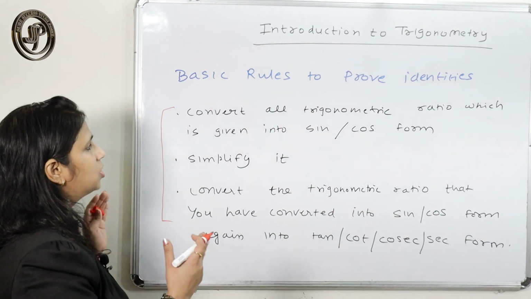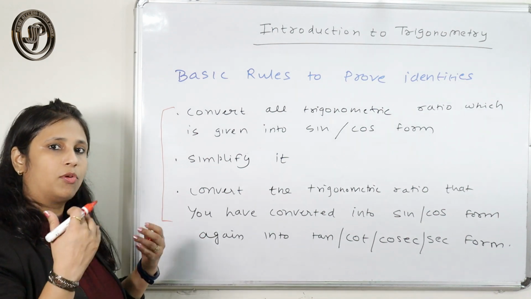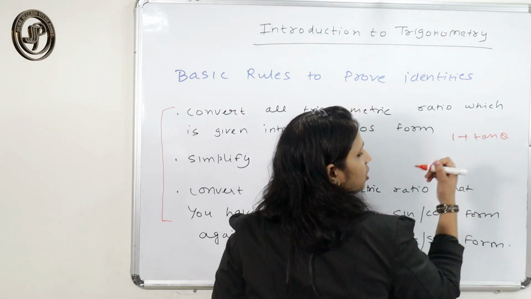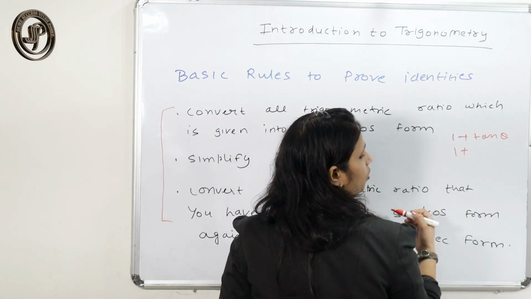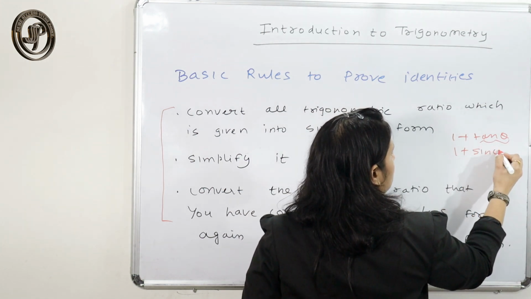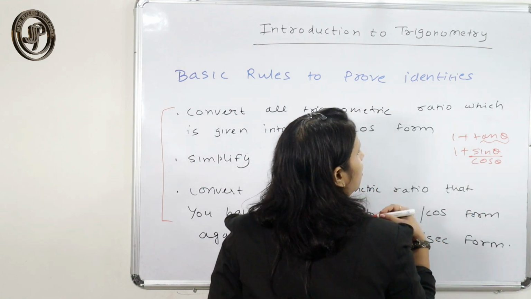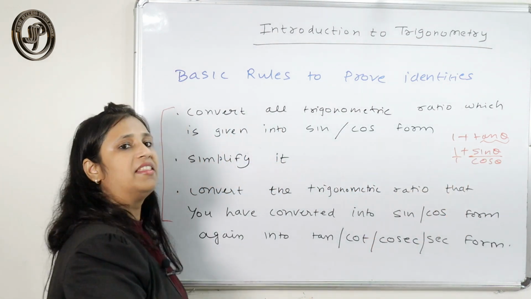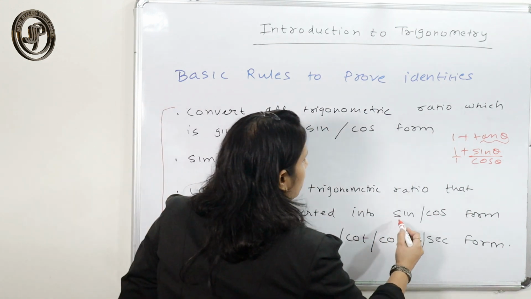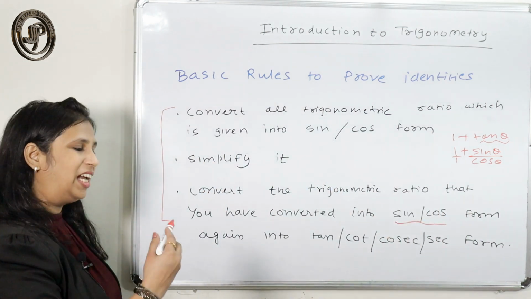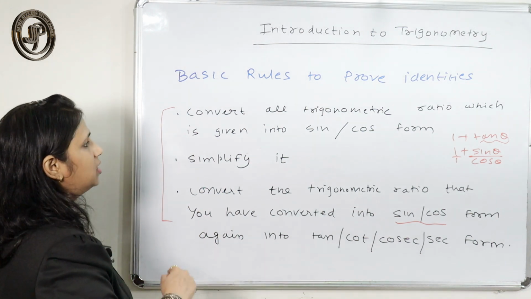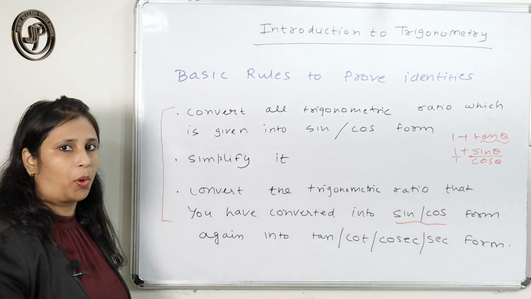Okay, then you just have to simplify that part. Suppose it is given like 1 plus tan theta. First you have to convert it into sine cos form. How can you convert the tan into sine cos form? By writing this. Then you have to take the LCM and simplify, and after simplification you again have to convert that sine cos form into tan, cot, cosec, sec form. So that is the 3 steps you have to follow while solving the question.